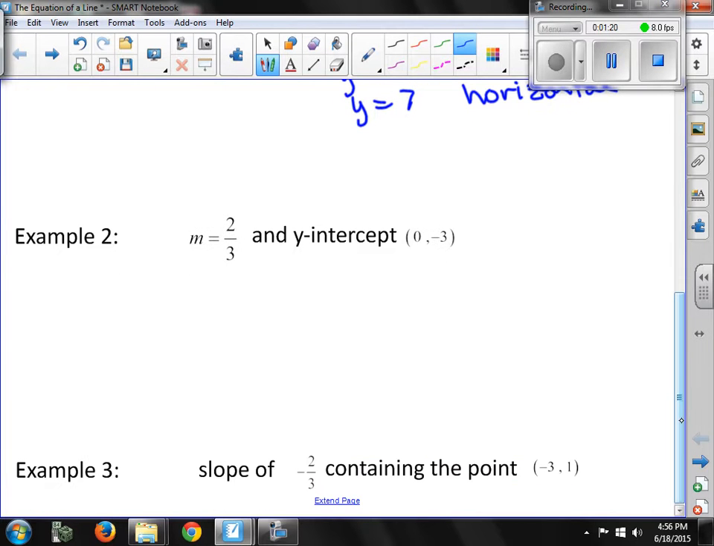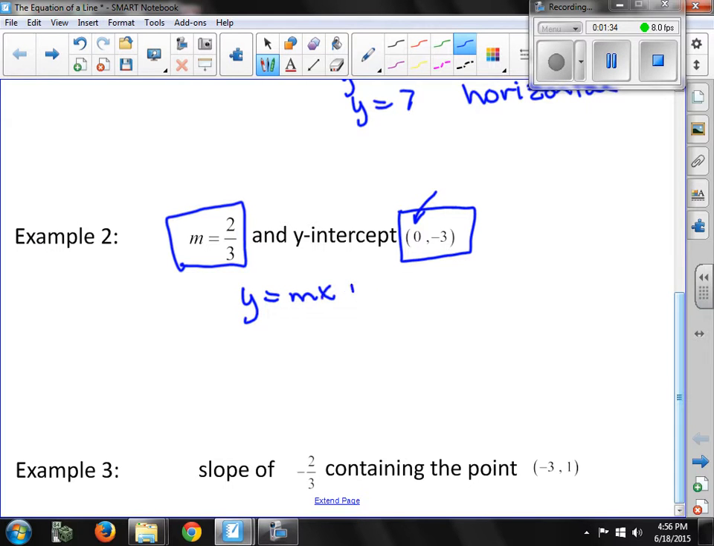Example 2. We are given a slope of 2/3 and a y-intercept of (0, -3). Again, notice my x is 0. So y equals mx plus b, or y equals 2/3 x. Now this time I have a plus a -3, and we can simplify that to y equals 2/3 x minus 3.